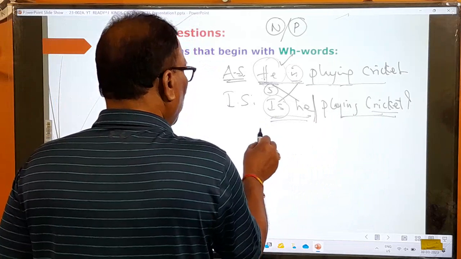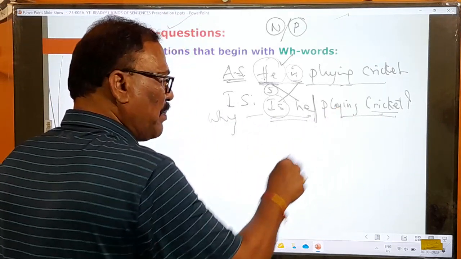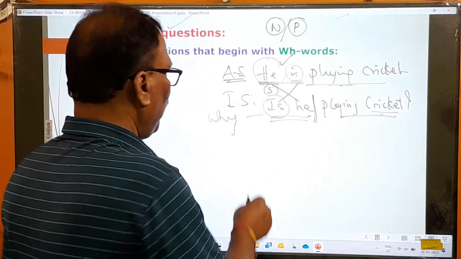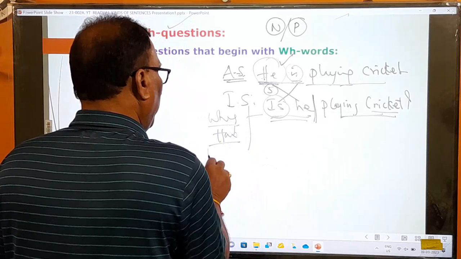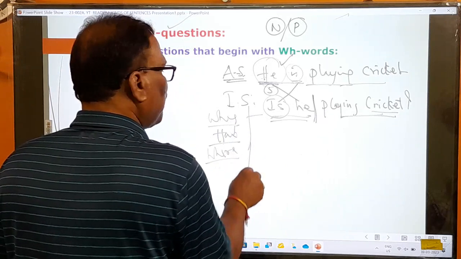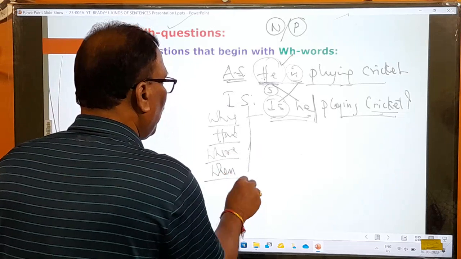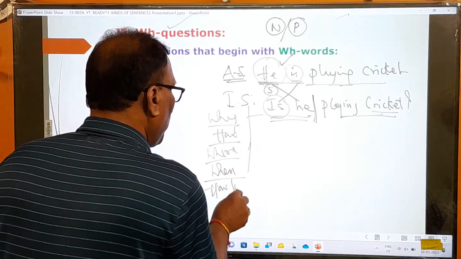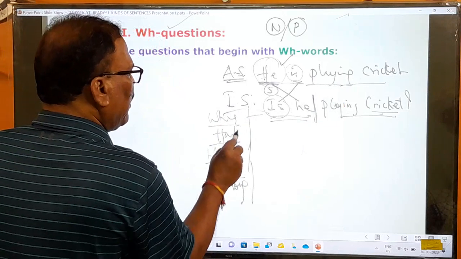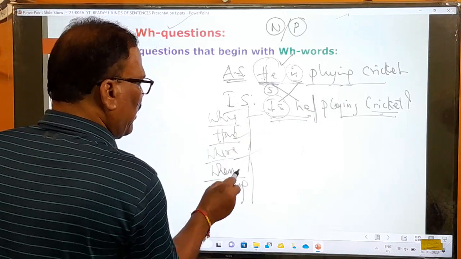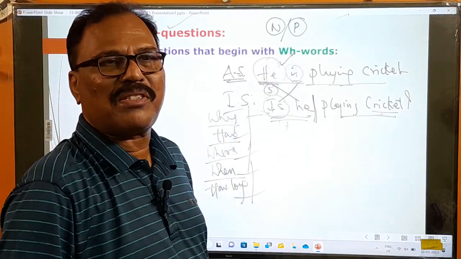Now, before this, you can use that. Why is he playing cricket? How is he playing cricket? Where is he playing cricket? When is he playing cricket? How long is he playing cricket? You can use it. So you can make so many WH questions.